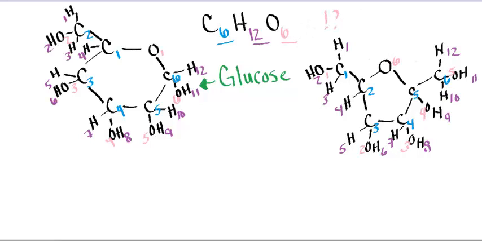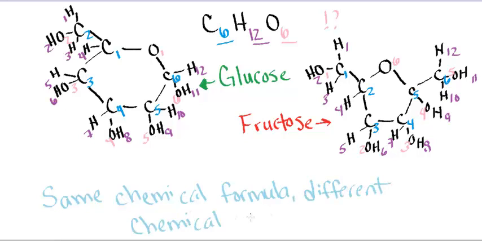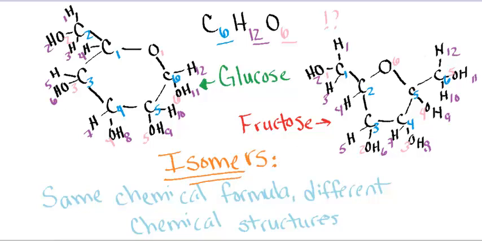What's going on? It's the same formula and two different structures. One is glucose and one is fructose. When you have this occur, that is, you have the same chemical formula but different chemical structures, there's a special name for this relationship between these molecules. They are called isomers. An isomer has the same chemical formula, but different chemical structures.